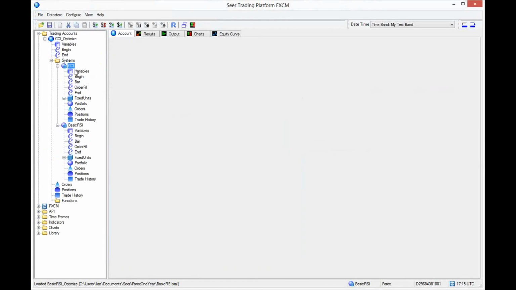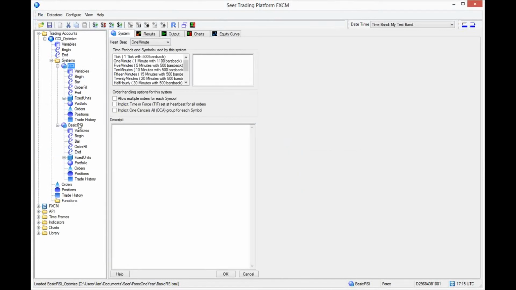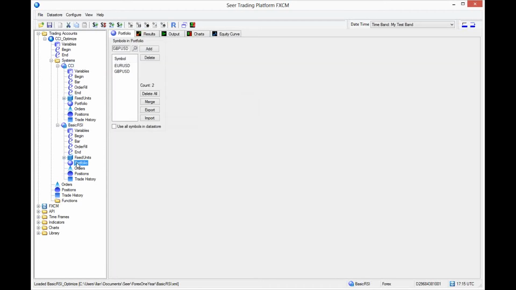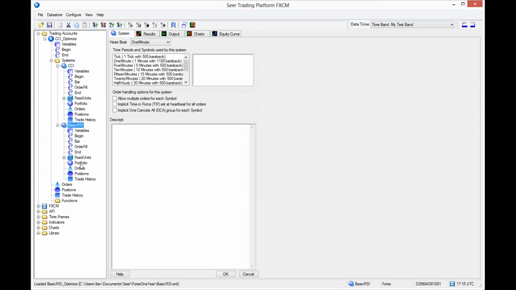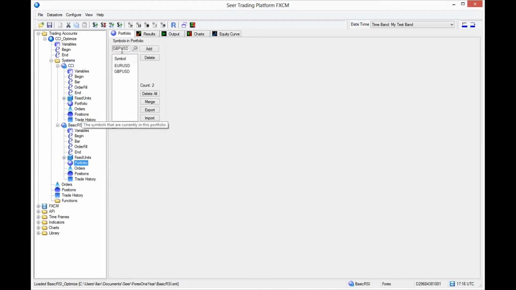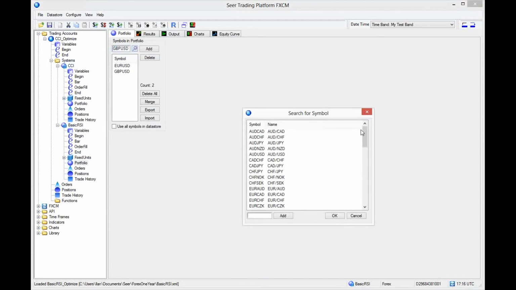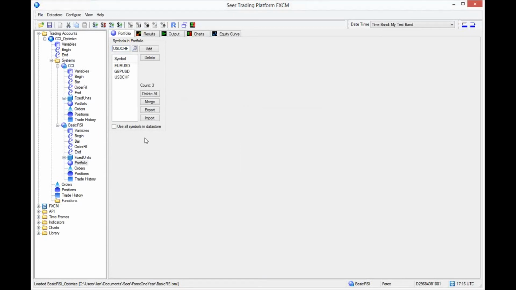Now, what I've got is a commodity channel index system, and a basic RSI system, right? And each of these, if you notice, can run on their own heartbeat and can have their own portfolios, right? So here I've got the CCI trading on Euro USD and GBP USD, and here I've got a basic RSI also trading on Euro USD and GBP USD. I guess I can add anything else I want in there. Let's have a look. US dollar, Swiss franc. I like US dollar, Swiss franc. Okay, there we go. So now I have two systems here.